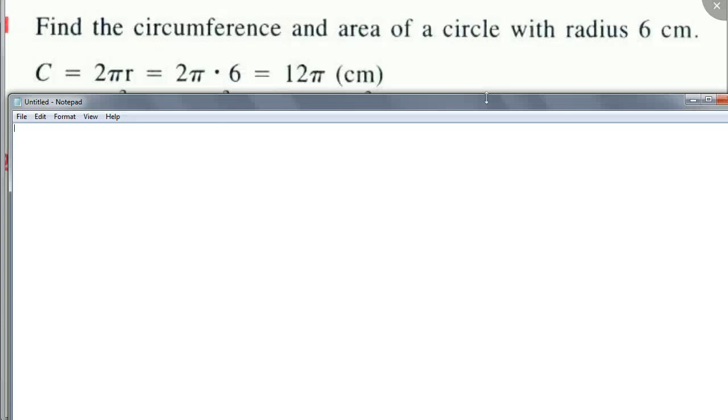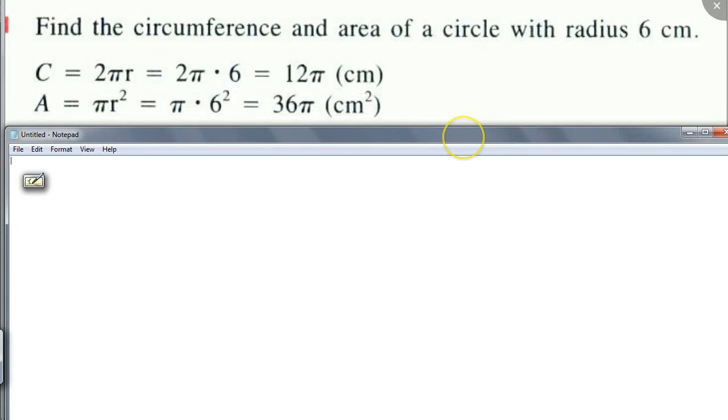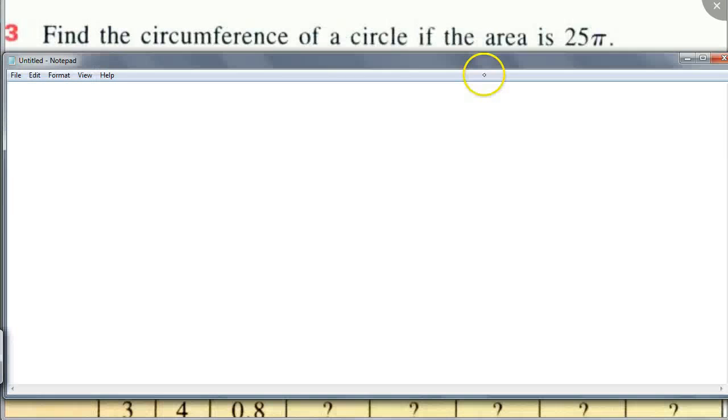What about for the area then? Did you all get 36 pi centimeters squared? You just square the radius times pi. Very straightforward. Any questions? All right, let's look at example 2 then. Okay, here we go.